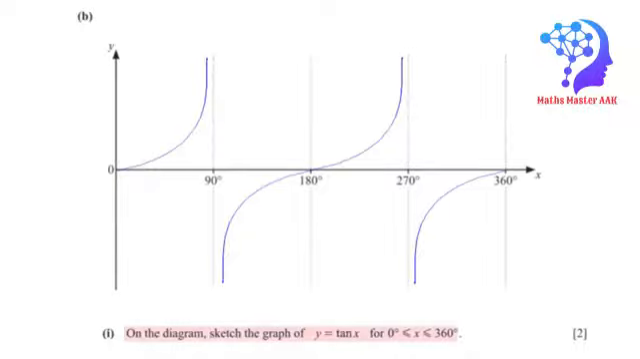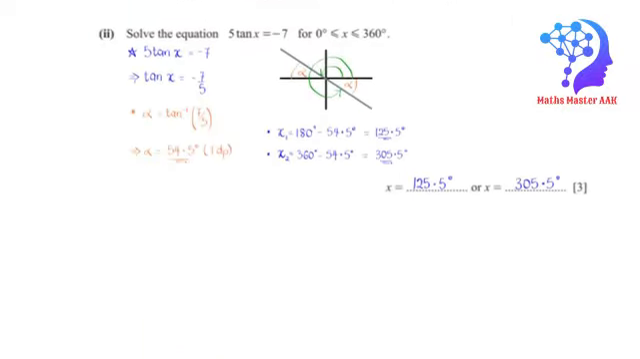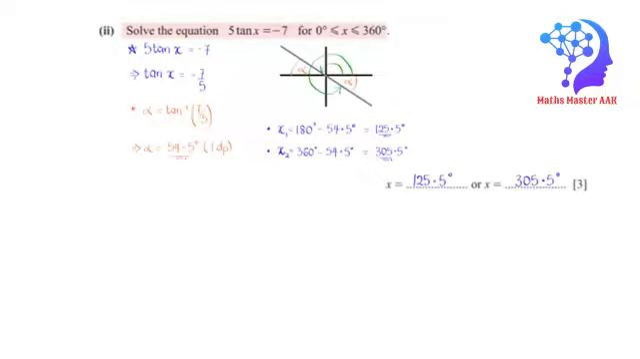On the diagram, sketch the graph of y is equal to tan x for x is greater than or equal to 0 degrees and less than or equal to 360 degrees. The graph of y is equal to tan x has been sketched on the diagram. Solve the equation 5 tan x is equal to negative 7 for x is greater than or equal to 0 degrees and less than or equal to 360 degrees.